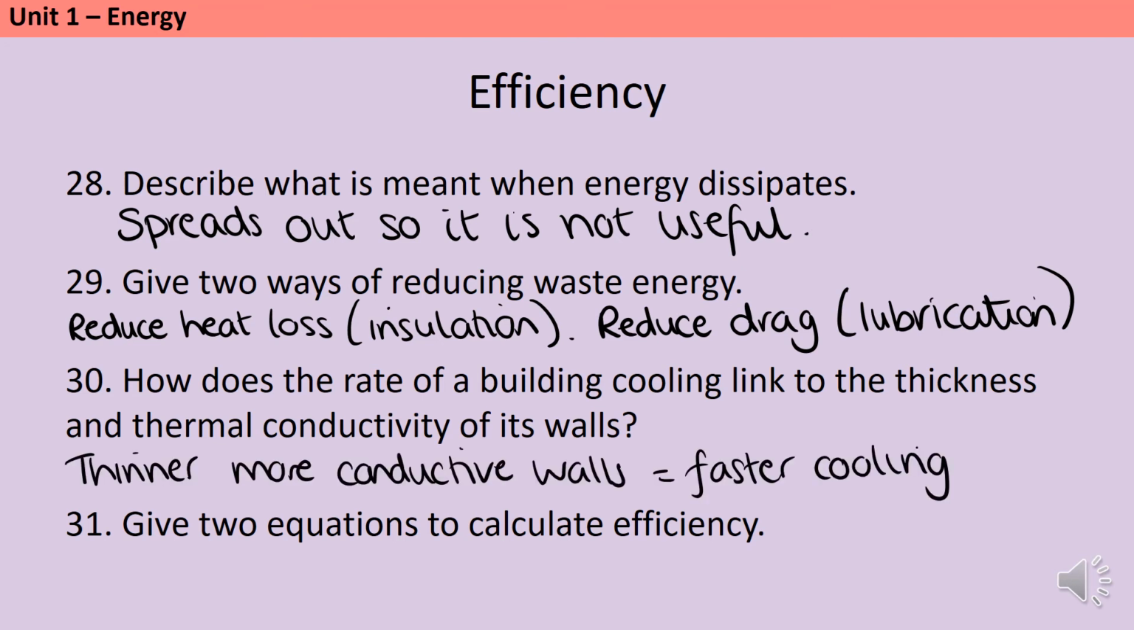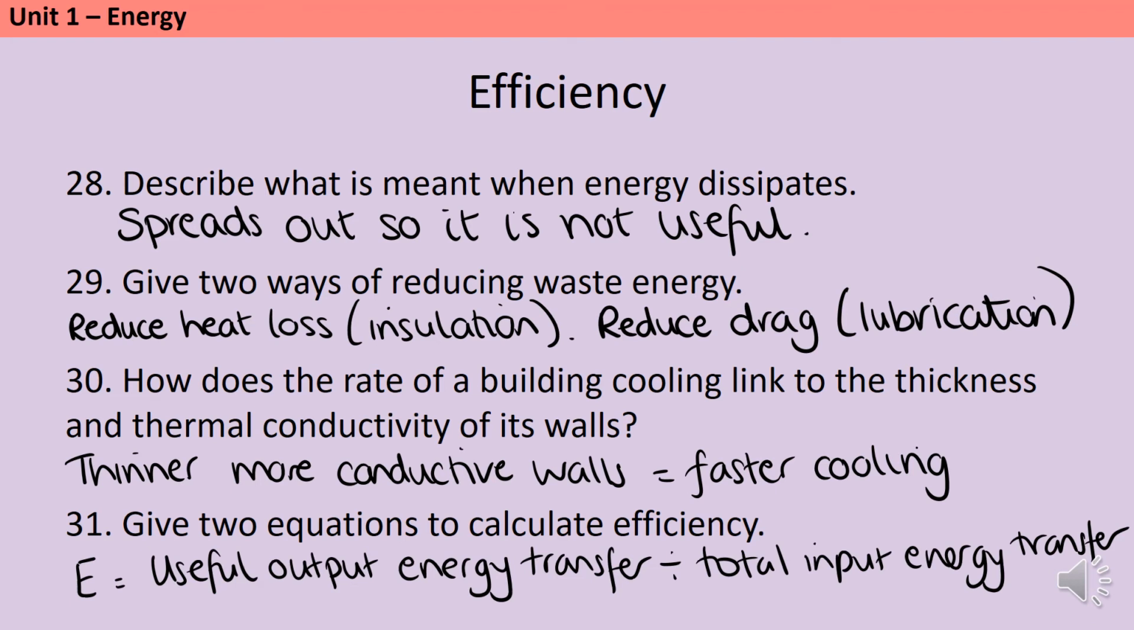The 2 equations to calculate efficiency are useful output energy transfer divided by total input energy transfer, or we can just cross out energy and substitute in power. Basically what we're interested in is the useful output as a fraction where the denominator is the total input. We can also multiply either one of these equations by 100 to turn it into a percentage.